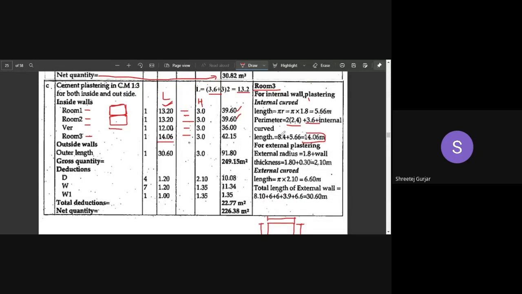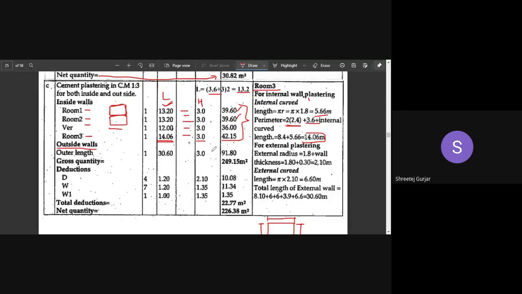So this is 5.66 plus 2.4 into 2 plus 3.6, we get 14.06, which we have written over here. Height is 3 meters, and then you calculate your surface area, that is 42.15. So this is how you calculate for your inside walls. Now moving on to outside walls.